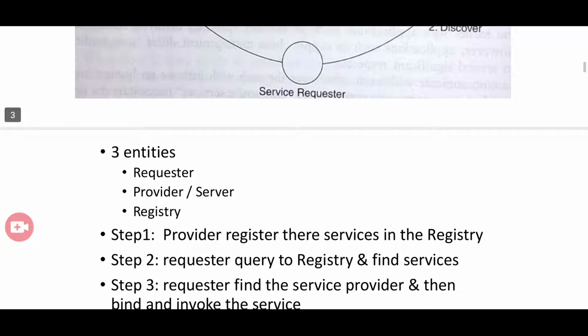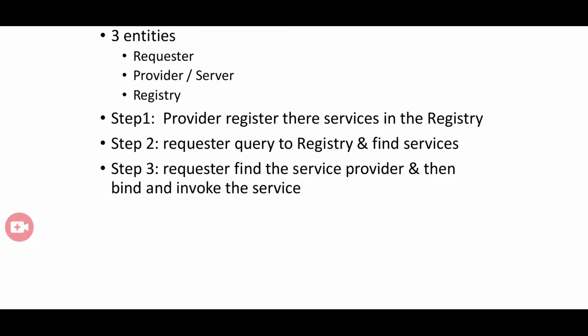Clear? So there are three entities: requester, provider or server, and registry. Actually, providers register their services in the registry, and the requester queries the registry and finds services. The requester finds the service provider and then binds and invokes the service.